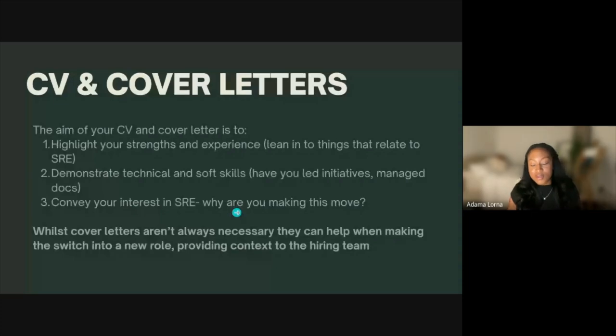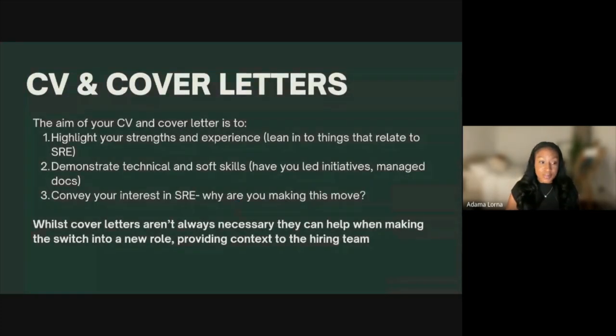So once you've decided where you're going to apply, you're going to have to put forward a CV and a cover letter. And the aim of the CV and cover letter in this sense is to highlight the strengths that you already have, as we spoke about, your experience up to this point in tech, and demonstrate your technical and your soft skills. Have you led initiatives, managed documentation, the things that are important to SRE, not just on a technical level, but on a supporting level. And then convey your interest in SRE.